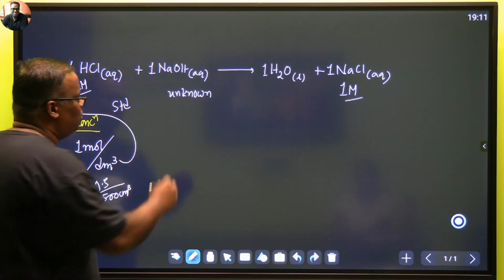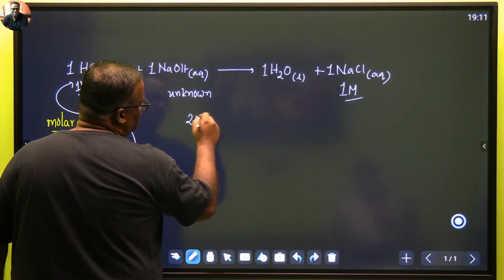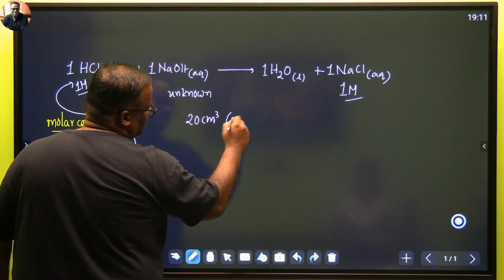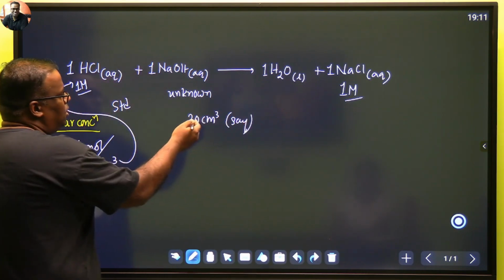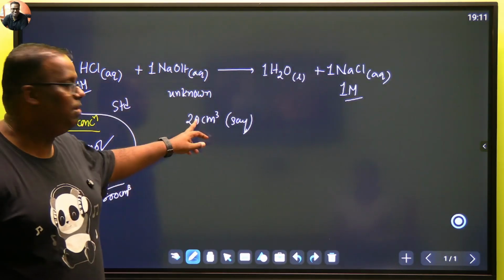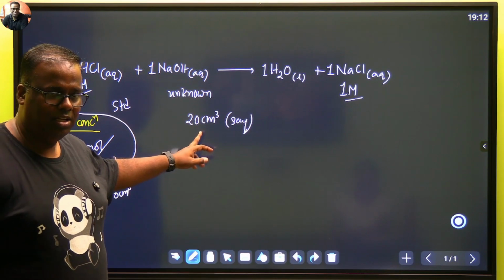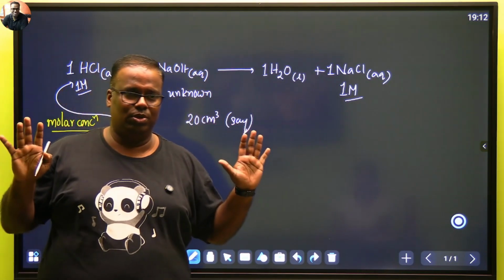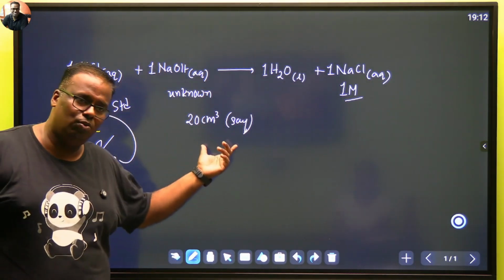So they will tell you something like, say, 20 centimeter cube of this completely neutralizes this. Now comment what was the strength. This is the problem that we are going to get. We are going to get the volume of the unknown one.